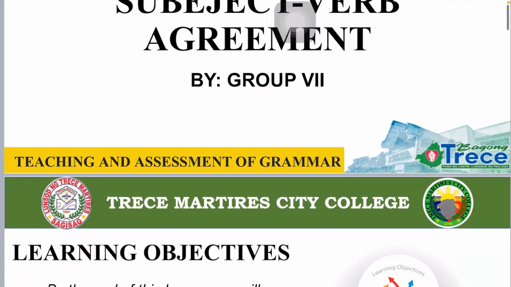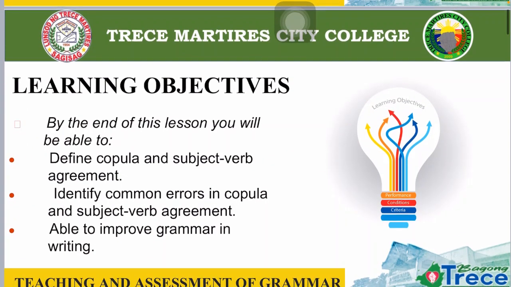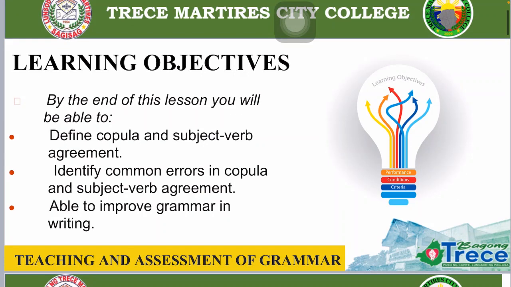So, for today's lesson, here are the learning objectives. By the end of this lesson, you will be able to identify what is copula and subject verb agreement. You're able to identify the common errors in the copula and subject verb agreement. And lastly, you're able to improve your writing in grammar.